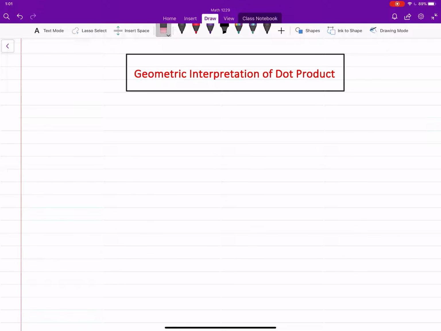Hi, in this video we will learn about the geometric meaning of the dot product and its implications. It will have at least two important implications for us: the orthogonality test and the cosine formula. Okay, let us start with just what does that number u dot v mean.